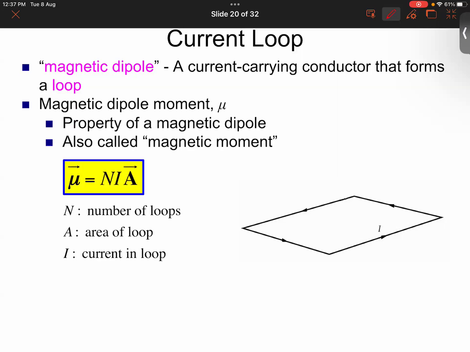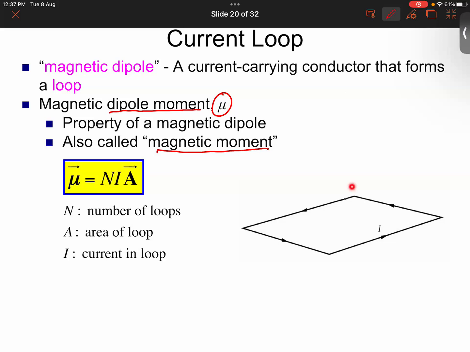So when we say magnetic dipole, we're essentially just referring to a current carrying loop, or something that generates a magnetic field around itself. The magnetic dipole is characterized by what we call the magnetic dipole moment, or simply the magnetic moment, which is the mu that is in the torque equation. So we can calculate the mu from this definition.